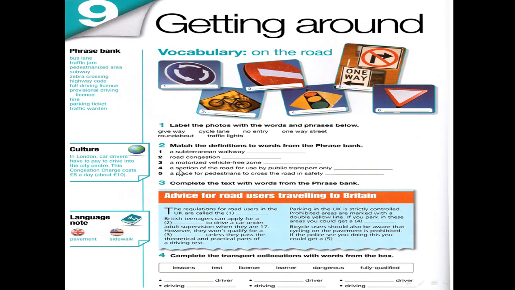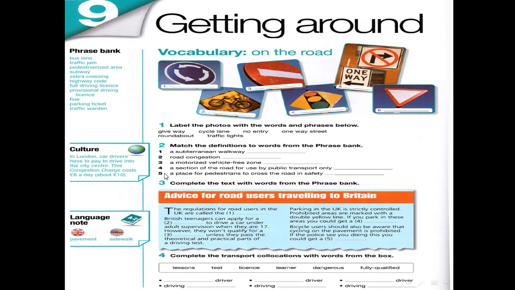Right. 4, we read here, a section of the road for use by public transport only. Like buses, for example, only for public transport. We call that place or area a bus lane. Lane means path or way. Only for buses, for public transport.